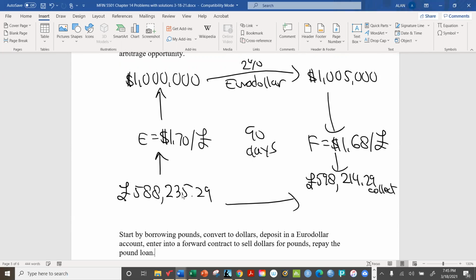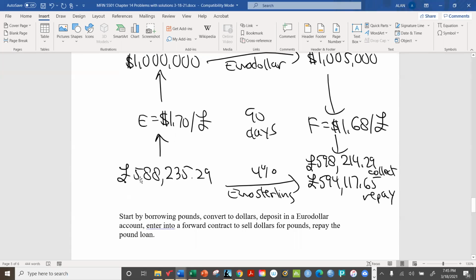And your loan, remember we borrowed the pounds this time, for 90 days, that means you're basically paying back 1%. So that's going to cost us 594,117.65 pounds that we repay on our loan. And so the difference between the two is our profit.